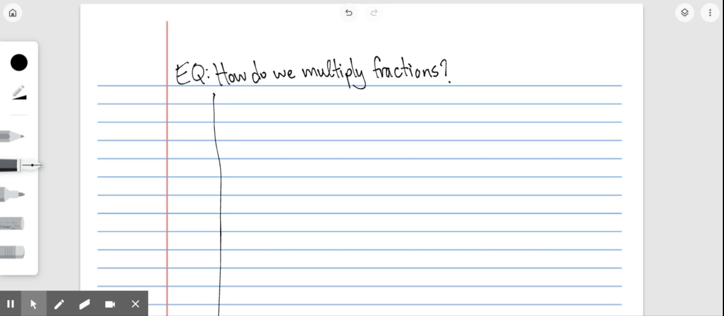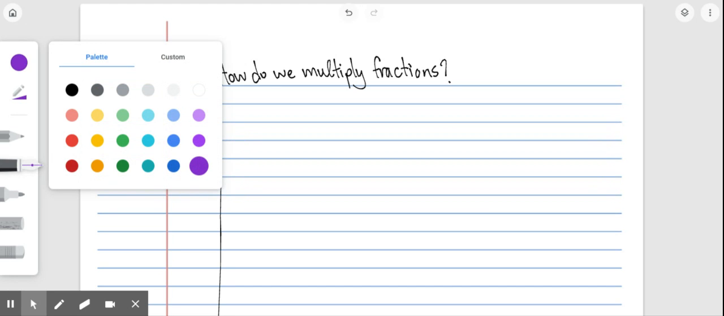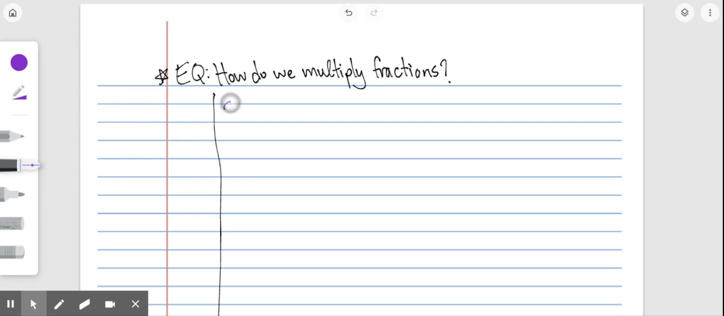All right, beautiful people. So today we're talking about multiplying fractions, chapter 2.1, and we're going to ask ourselves, how do we multiply fractions? So the first thing I want us to do is remember a few vocab terms. So I'm going to draw a fraction. Let's do 2/3.